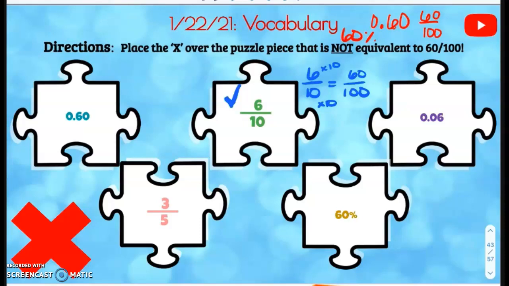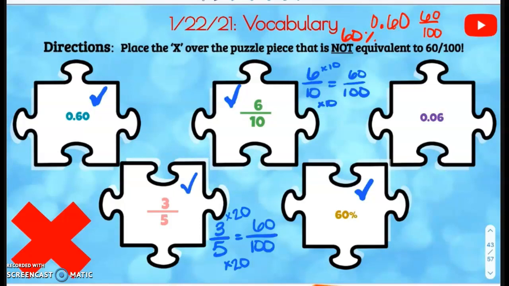All right, what about 0 and 60 hundredths? So 0 and 60 hundredths over here, that's good to go. 60%, that's good to go. I don't know about that decimal. Let's try this 3/5. 3 out of 5. Let's get that 5 to 100. You multiply by 20. So now we have to do the same thing to the numerator, times 20. 3 times 20 is 60. 60 out of 100. Yes.